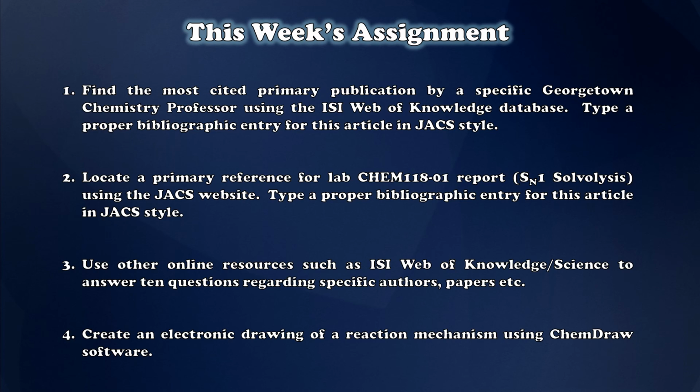Next, you'll locate a primary reference for use in the first experiment of CHEM117 in the spring semester, when we'll explore SN1 solvolysis. You'll do this using the Journal of the American Chemical Society's website, and once you've retrieved the paper, again, you'll type a proper bibliographic entry for that article in the style of the Journal of the American Chemical Society.